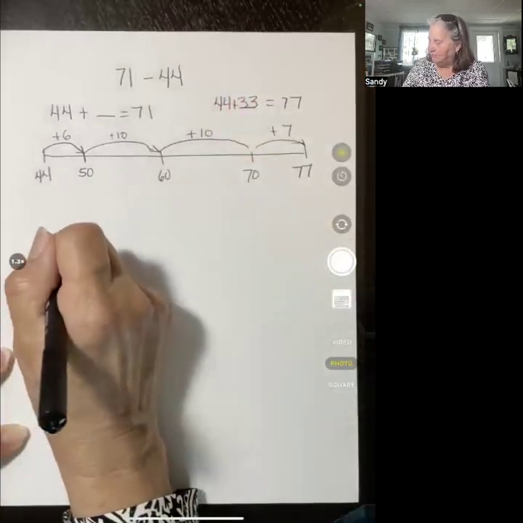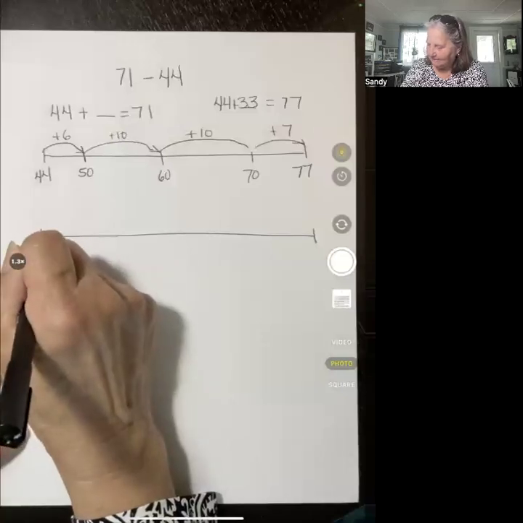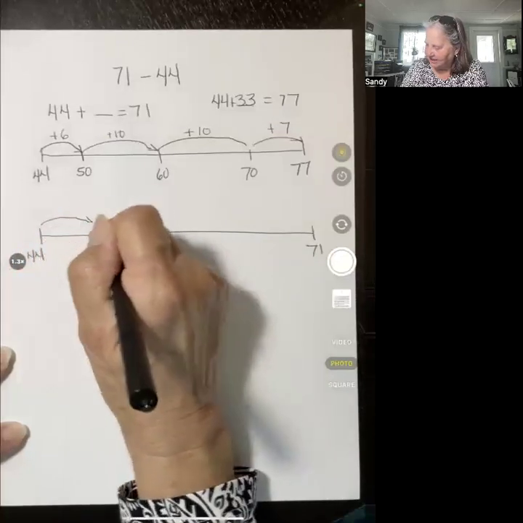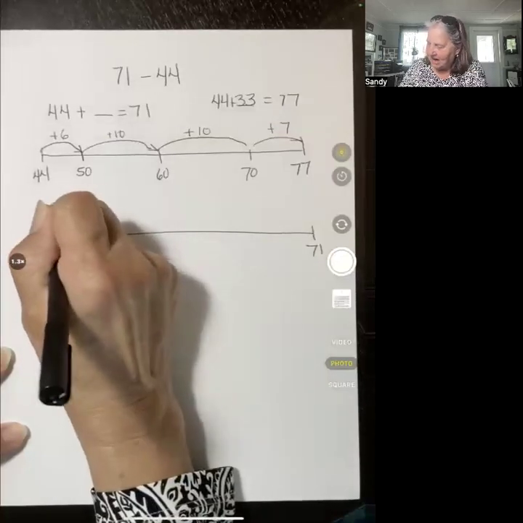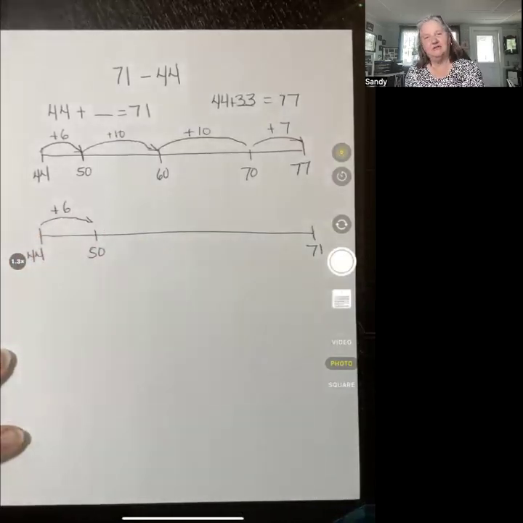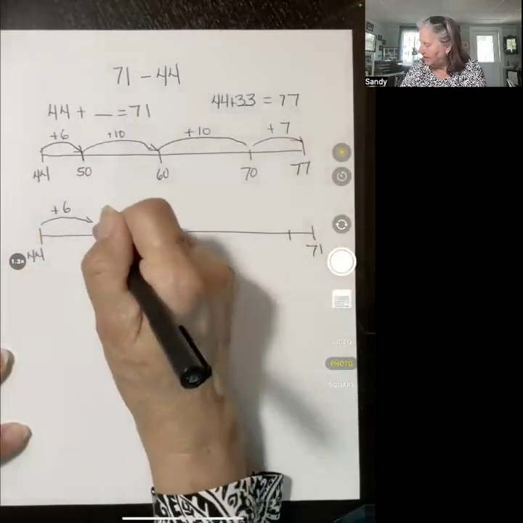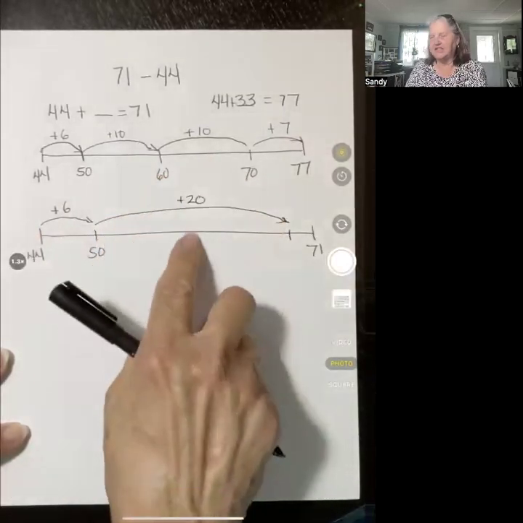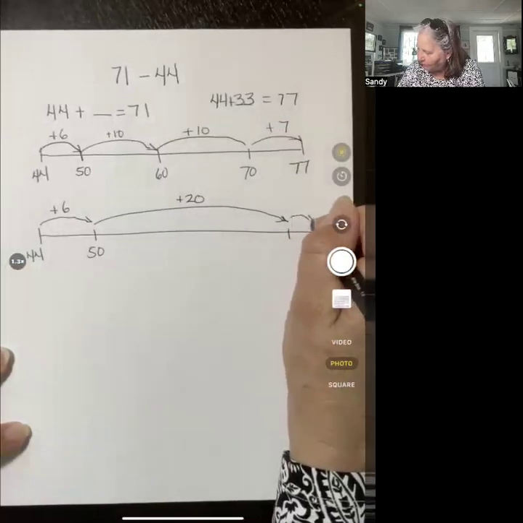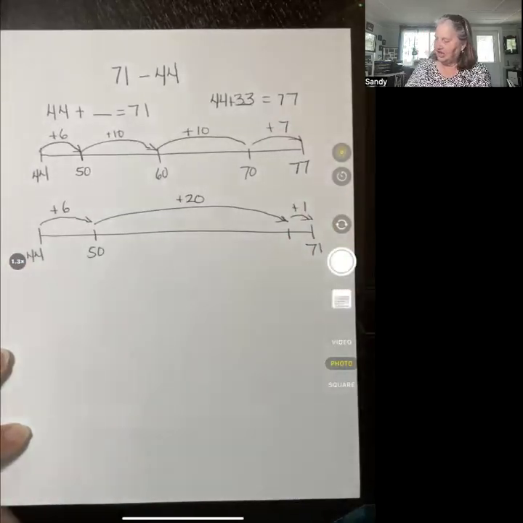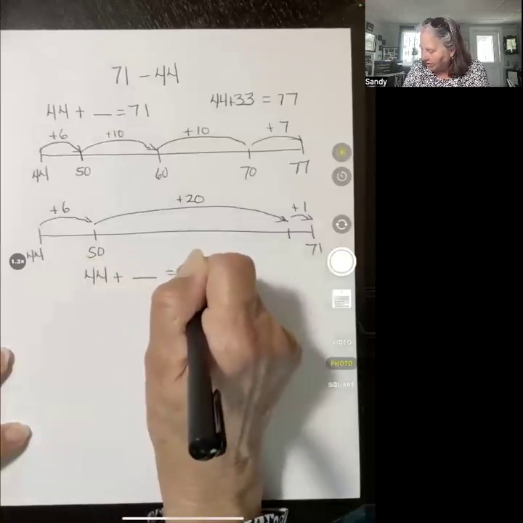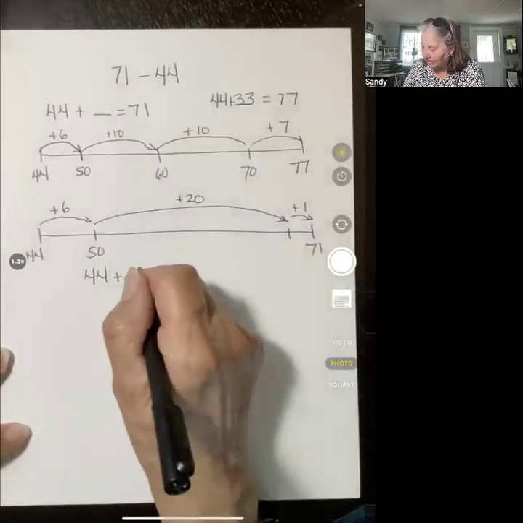Let's go back and do the one for the problem I had, to 71. Same idea, but I'm going to do the jumps a little differently this time since you've already seen the one. I could do the 6 to get me to the 50, but instead of jumping by tens now, some of your children may just do a jump of 20. They'll combine those two into one jump, and then they'll do the jump of 1. Okay, so when I'm looking at how many more than 44 is 71, well, I can see it's 27 more.